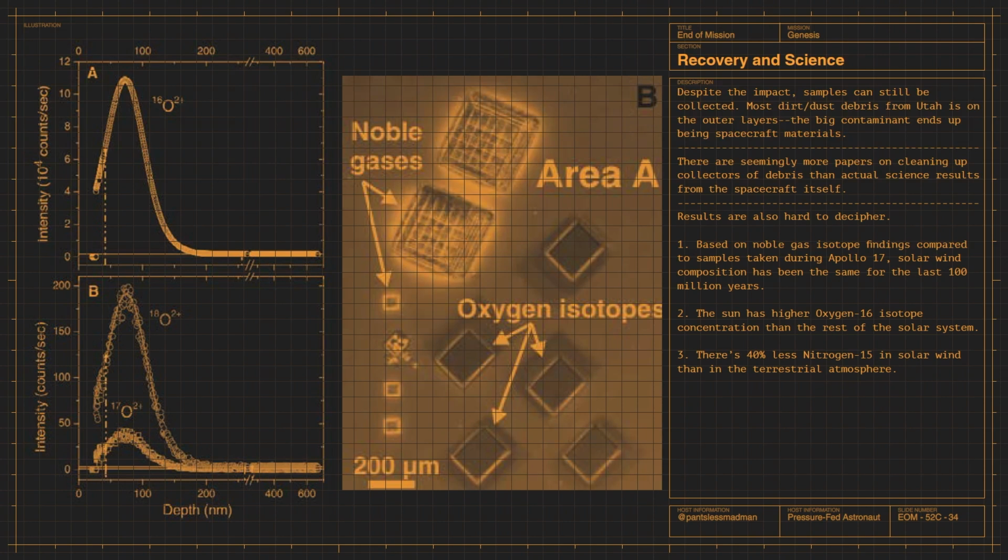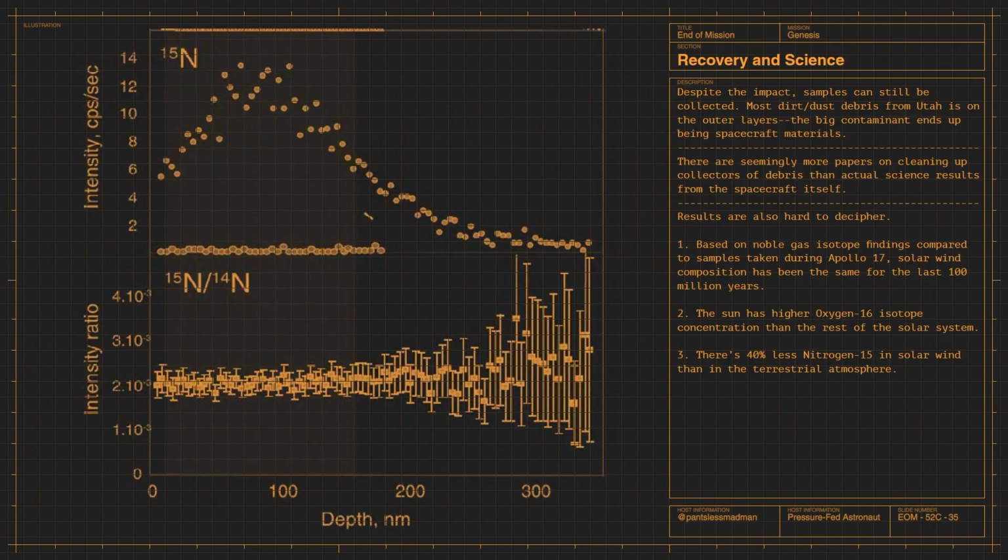So there's more oxygen-16 in the sun than there is in the rest of the solar system, which means something got rid of it from the original planetary nebula. Okay. There's 40% less nitrogen-15 in solar wind than in the terrestrial atmosphere. So we got more nitrogen-15. We've been hoarding it. We're the 1% for nitrogen-15 in the solar system. Yep, that's right. We got you. You can see they only penetrate about 100 nanometers in. Yeah. Based on their speeds, so.